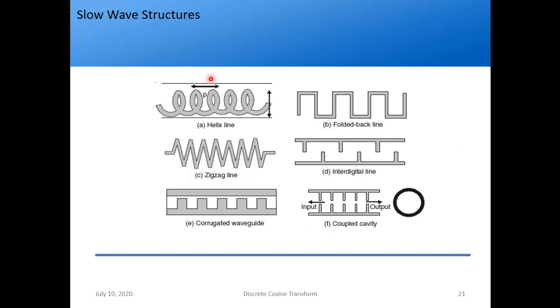So these are the various forms of slow wave structures. What do slow wave structures do? If the RF wave signal is passing through this, it has to travel a large distance as compared to a straight line. Since it is traveling a large distance, its axial component of the electric field will experience. So you'll have an axial component of electric field here, right, which is used in helix TWT. Since it has to travel a larger distance, its axial velocity will be less than the speed of light. So this is how the slow wave structures are used.